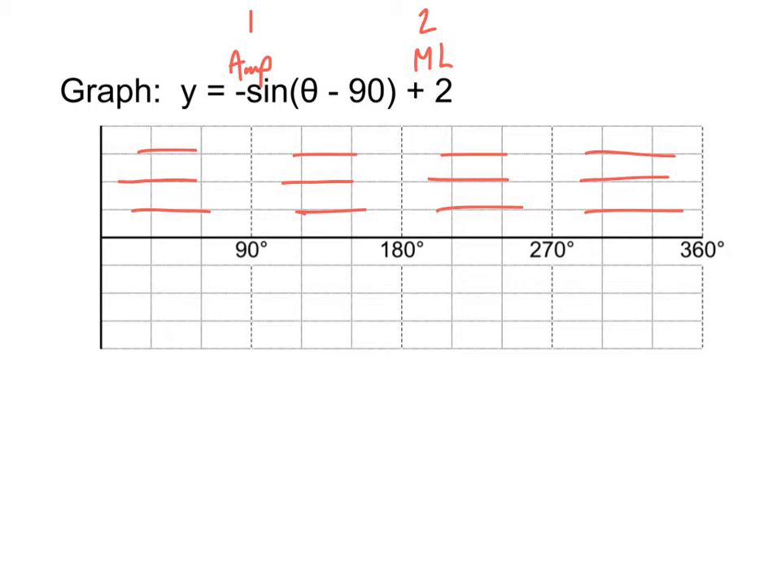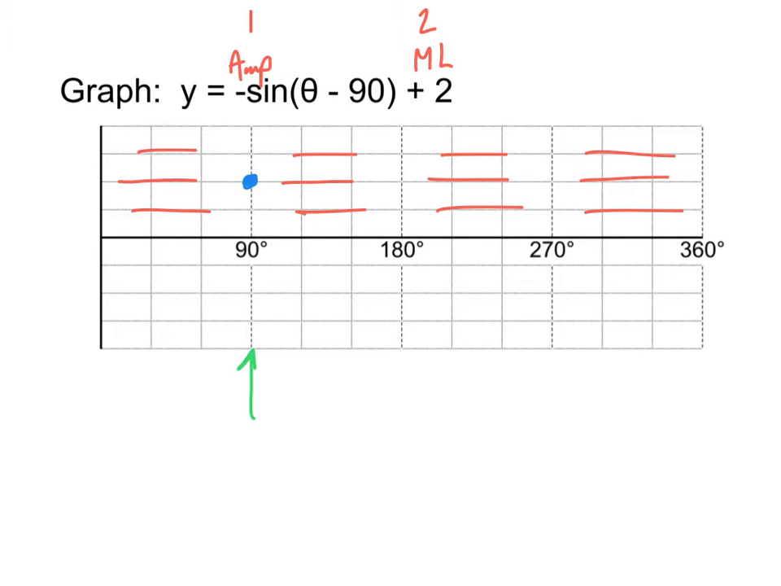Having drawn those in, I've dealt with the +2, and I know where the top, the middle, and the bottom are. But I still have a couple of things I need to deal with. I still have the negative that I'll be dealing with in a moment, and I have the -90. Now the -90 means that I'm going to put my very first point right 90. So my first point that's normally in the middle, instead of it being over here at 0, is going to be over here at 90. Now the negative does not change that point because it's in the middle. Anything that's on the midline, a negative doesn't change that. It's still on the midline.